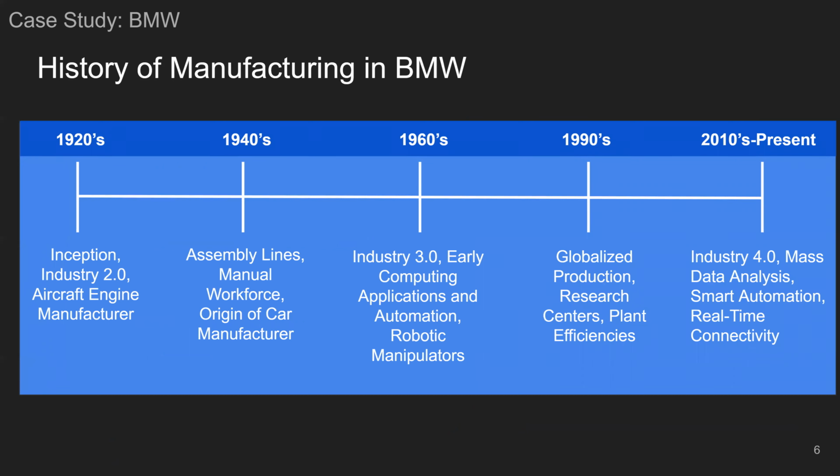BMW started in 1916 as an aircraft engine manufacturer. At the time, it was utilizing electrified machines innovated from Industry 2.0, or the second industrial revolution, to mass produce their products. Workers manually ran each machine and transferred parts manually between each workstation.